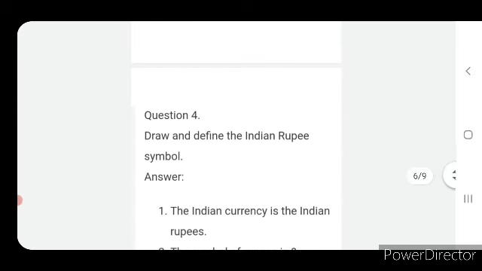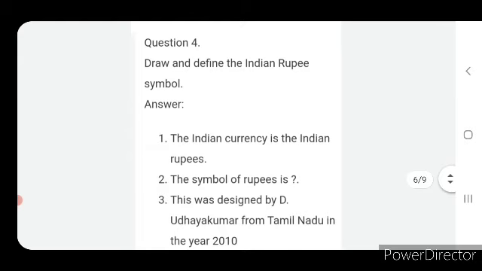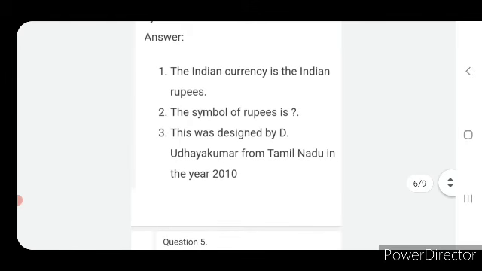Draw and define the Indian rupee symbol. The Indian currency is the Indian rupee. The symbol of the rupee, you would have seen on a Mac book, that symbol. You can see it on the Mac book and you can write it. This was designed by D. Udayakumar from Tamil Nadu in the year 2010.